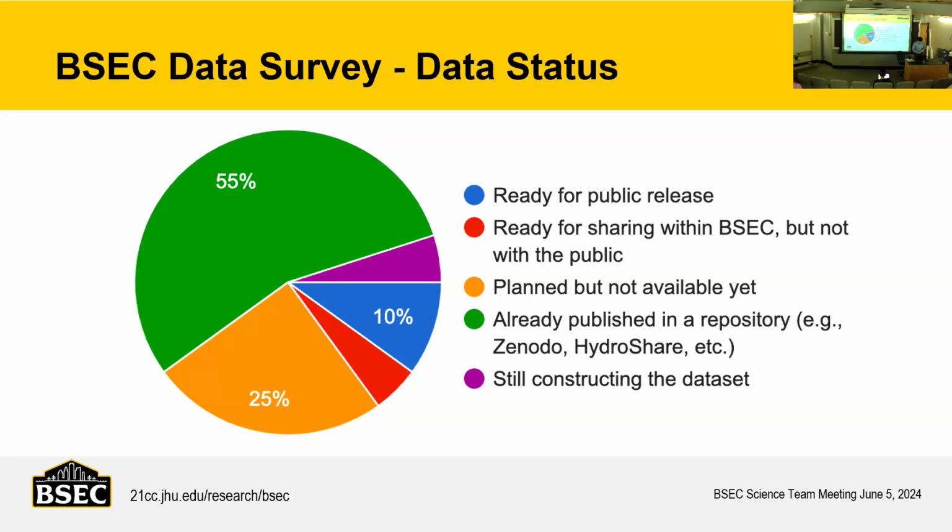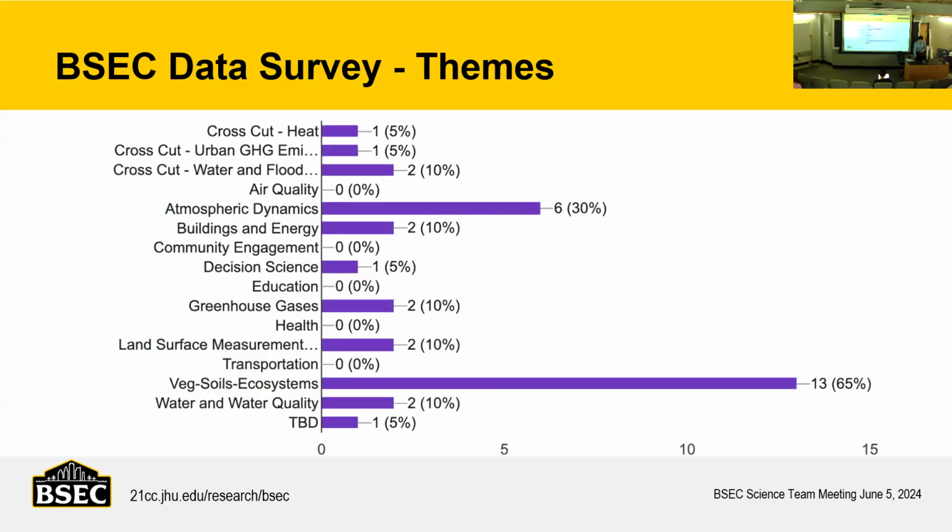And this is the breakdown by science area. We have a lot in vegetation, soil, and ecosystem. That's because we brought a lot of the pre-existing Baltimore Ecosystem Study data sets in as affiliated data products into our survey catalog. We also have some other areas like atmospheric dynamics and building energy. So we have a pretty diverse collection of different data products.